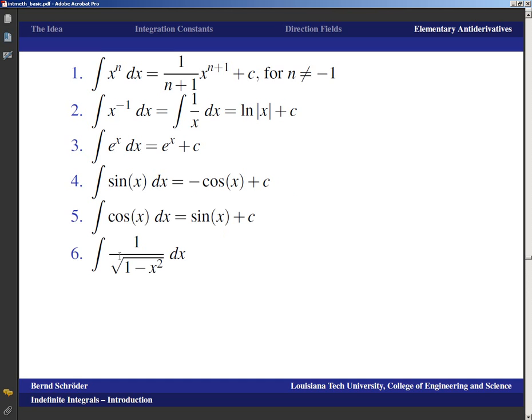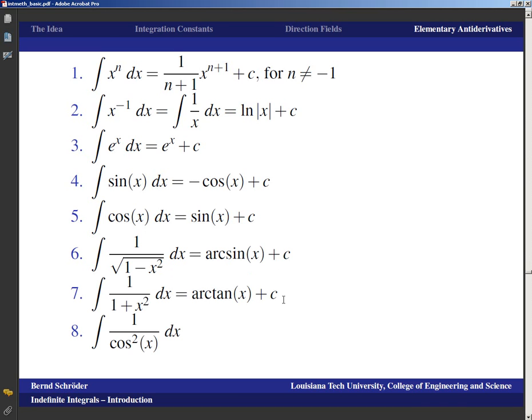The antiderivative of 1 over square root of 1 minus x squared, that should be the arcsine, the sine inverse, arcsine x plus c, and that's because this is the derivative of the arcsine. The antiderivative of 1 over 1 plus x squared, well, the derivative of arctangent is 1 over 1 plus x squared, so this is arctangent x plus the integration constant.